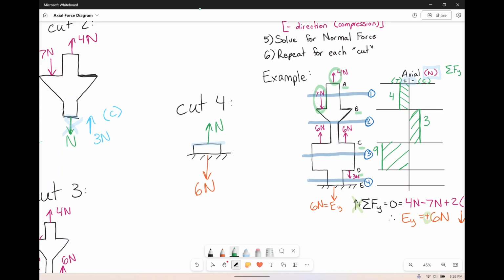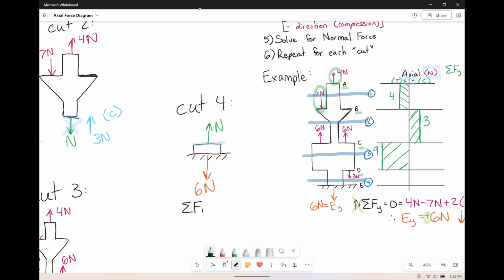Much easier free body diagram, isn't it? And perhaps for cut 3, you were sitting here going, I wish I took that side. You only have 6 newtons going down, and then you have a 3 newton going down. Man, that would be so much easier, but technically, it doesn't matter. At the end of the day, you're going to get the same answer. So let's solve for this one, right?